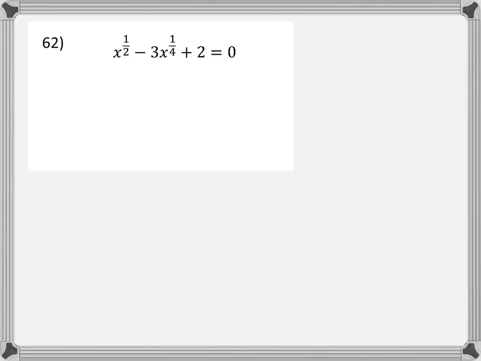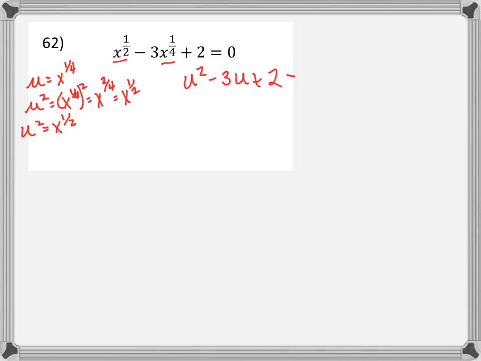Okay, this one looks a little different. x to the 1/2 power minus 3 times x to the 1/4 power plus 2 equals 0. Well, this one is also in quadratic form. We could set u equal to x to the 1/4 power, which matches up with our middle term variable expression. u squared then will be x to the 1/4 squared, which is x to the 2/4, or x to the 1/2, which matches up with our first variable expression. So u squared is equal to x to the 1/2.